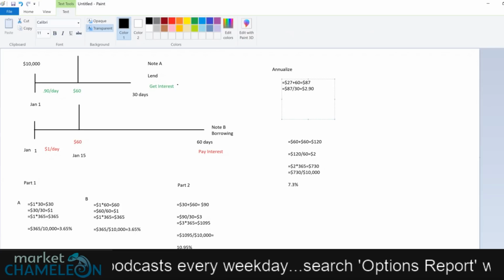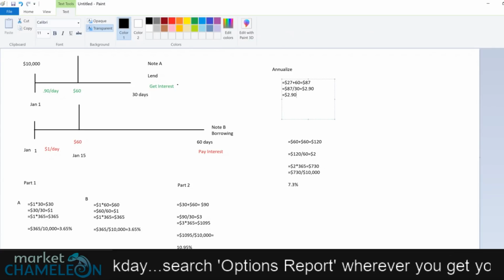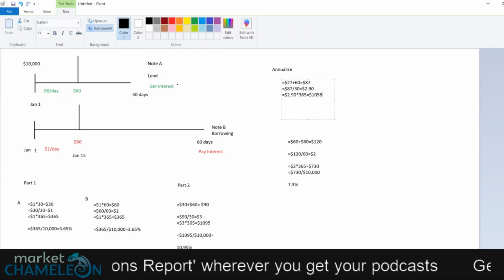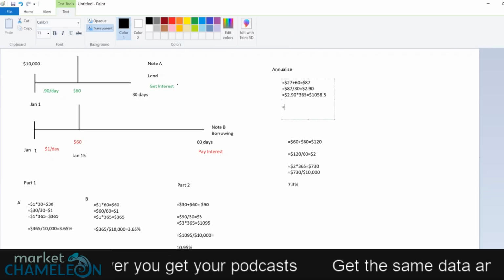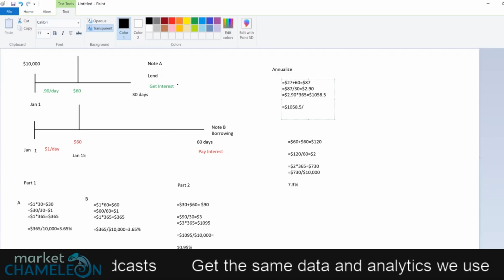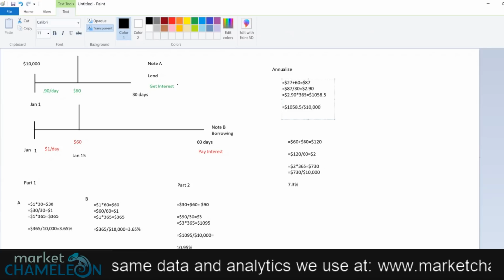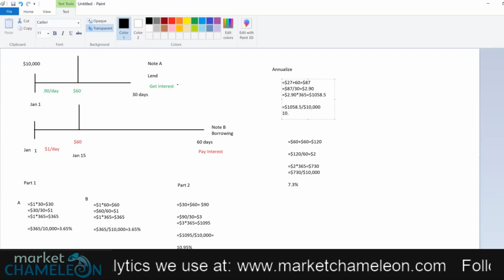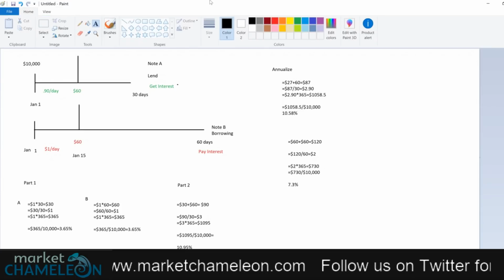Now, we take the $2.90 and multiply it by 365. Annualize it, and that's, I think, 1058.5. Then we take the 1058.5. We're lending $10,000, 10 grand. So 10.58%. This model thinks we are earning on an annualized basis 10.58%. And we're borrowing at 7.3%. Do you see the flaw?